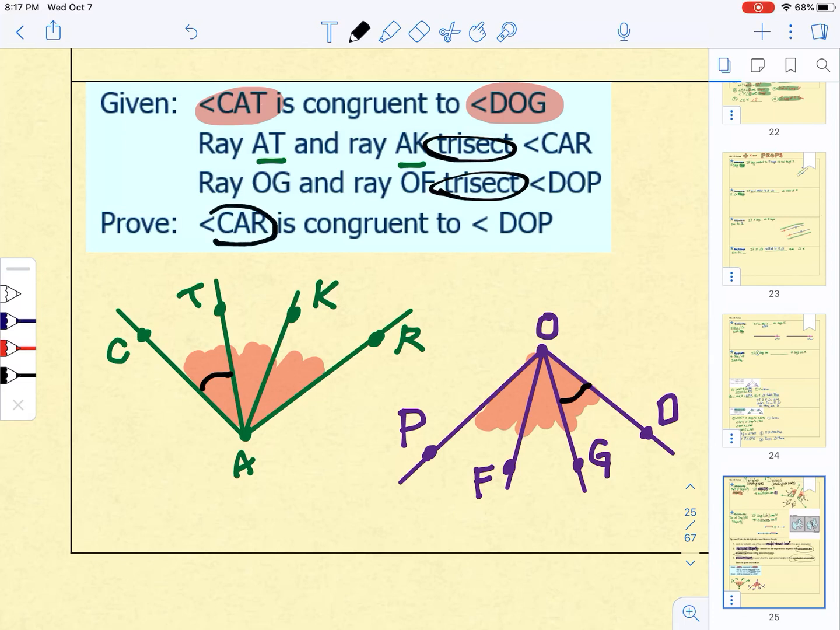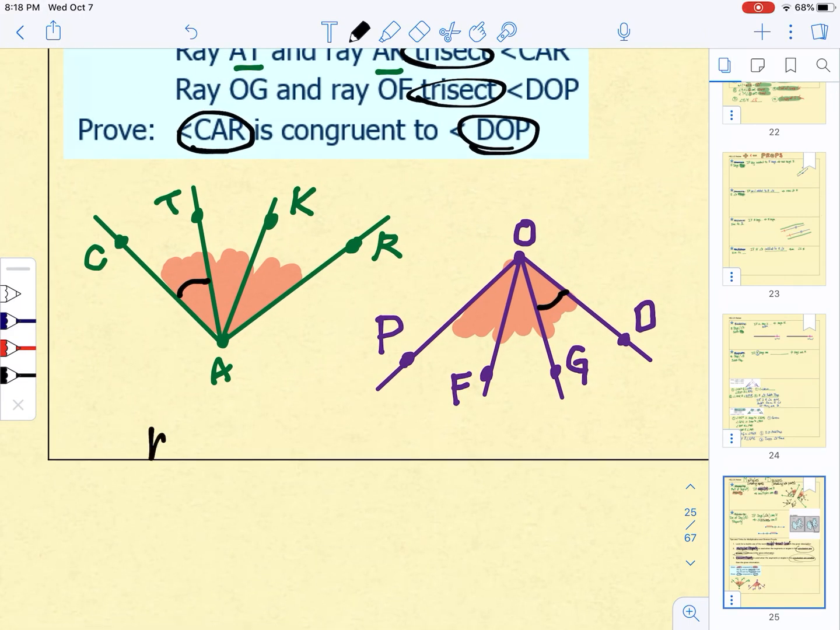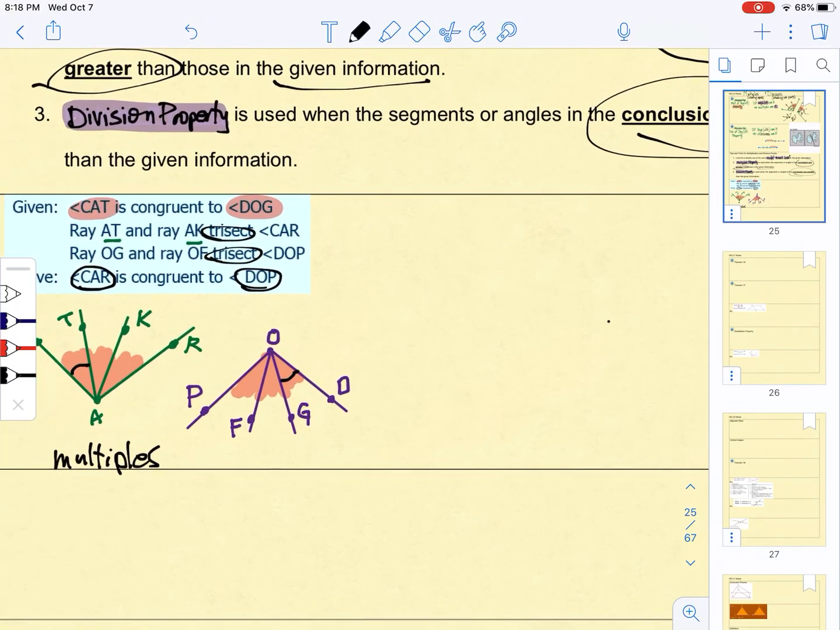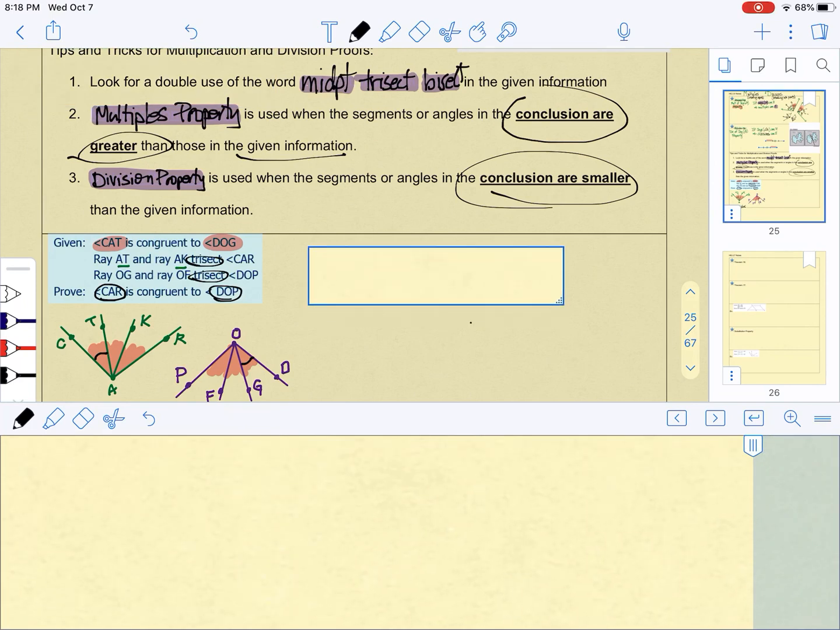Now if I look at angle CAR and angle DOP, angle CAR and DOP are both bigger than what I began with. So this is a good sign that I'm going to be using multiples. Notice there's no right angles, there's no straight angles, so the things from the previous lesson don't really apply in this case. All right, here goes a proof. This should be kind of short and sweet.